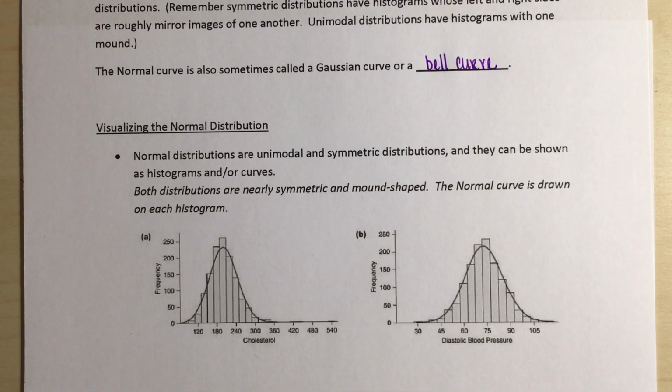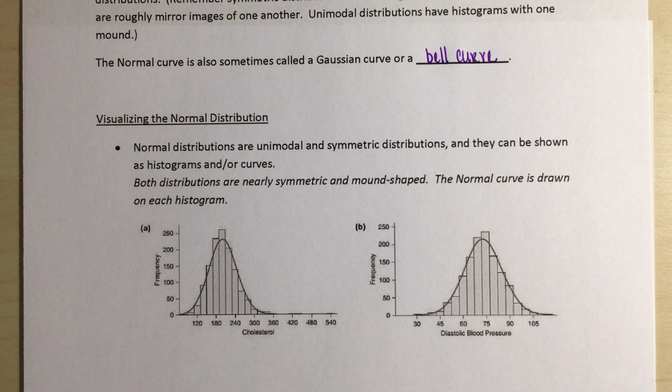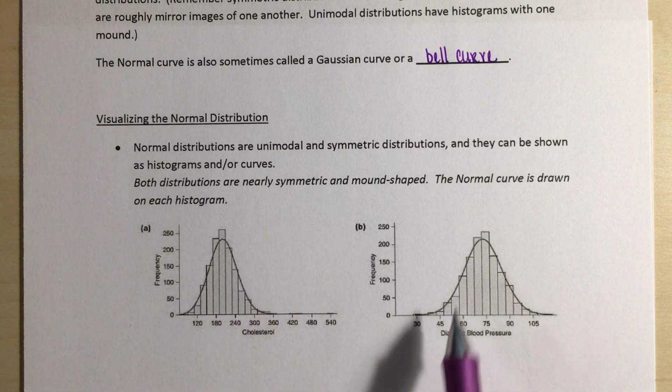As far as visualizing our normal distribution, what we see here, normal distributions again are unimodal and symmetric distributions, and they can be shown as histograms or curves. If we look at these, both of these distributions are nearly symmetric. They're not perfect, but we see a pretty nice symmetric curve in here. They are mound shaped. There is only one mound, so they're unimodal. And then the normal curve that's approximated by this histogram is that nice little curve that we see drawn in each of these.